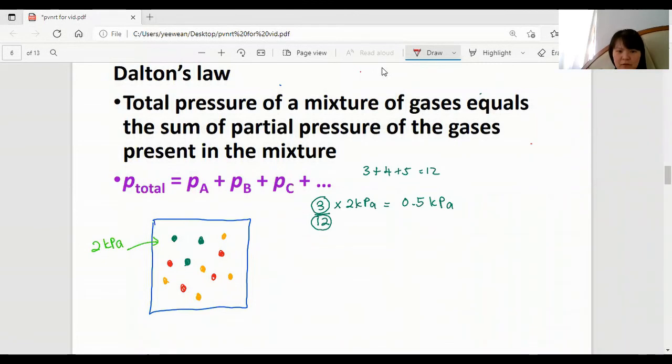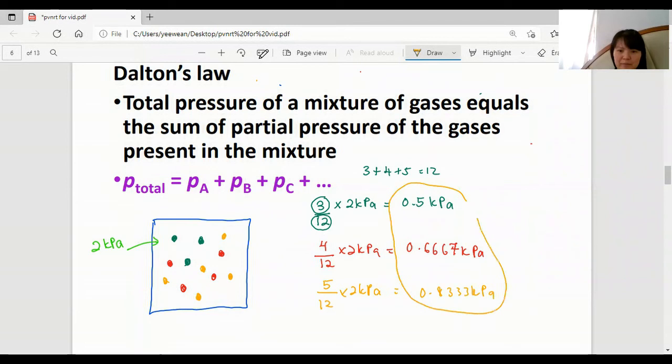As for the red ones, there's 4 of them. So 4 over 12 times 2 kilopascals. That's the partial pressure of the red gas. So I got 0.66667 kilopascals. As for the yellow ones, 5 over 12 times 2 kilopascals. So the partial pressure is 0.8333 kilopascals. If you total these up, it's going to be 2 kilopascals.